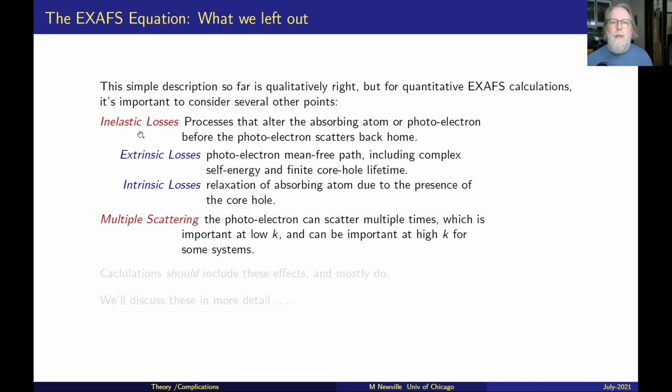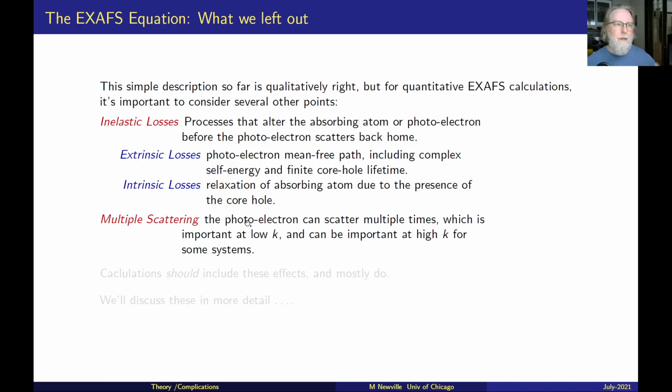We missed what are called inelastic losses. So the electron goes out and it scatters and then it returns back to the absorbing atom. But other stuff can happen too. That's an electron moving in a solid. So there are lots of other scattering mechanisms that can make that photoelectron scatter away someplace else or lose some energy. And if it loses energy, it's not elastic and it won't overlap exactly with the outgoing photoelectron, so it'll be lost. There are also intrinsic losses as the absorbing atom changes or relaxes around that core hole. And then there are also factors that I haven't described yet for multiple scattering of the photoelectron.